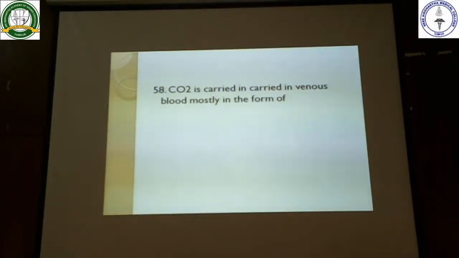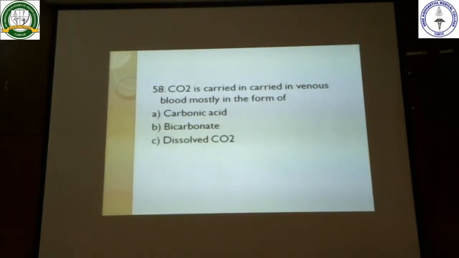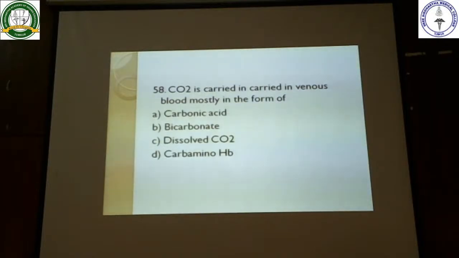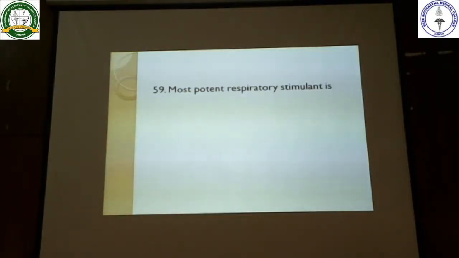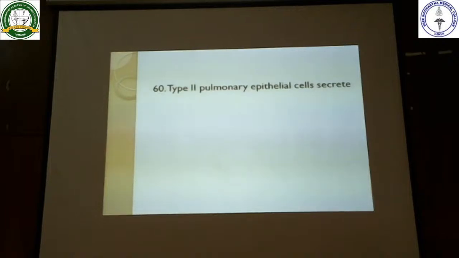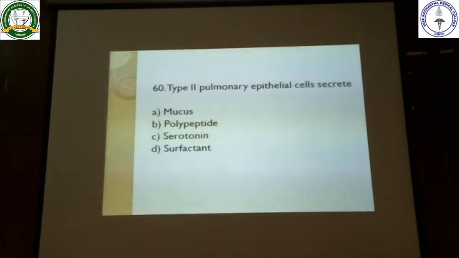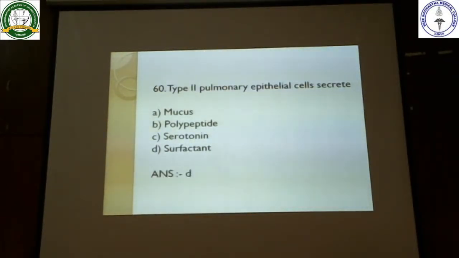Next question, carbon dioxide is carried in venous blood mostly in the form of carbonic acid, bicarbonates, dissolved carbon dioxide or carbamino groups. Okay, so it is transported as bicarbonate. The most important respiratory stimulant is oxygen, carbon dioxide, K plus ions, or H plus ions. So always the answer should be carbon dioxide. Carbon dioxide is the potent stimulus for respiration. Type 2 pulmonary epithelial cells secrete mucus, polypeptides, serotonin, or surfactant. It is the surfactant. Surfactant is synthesized by type 2 pulmonary epithelial cells.